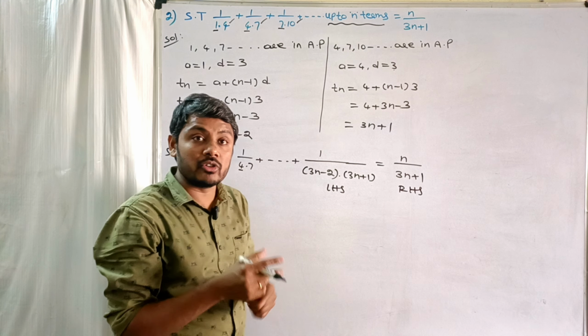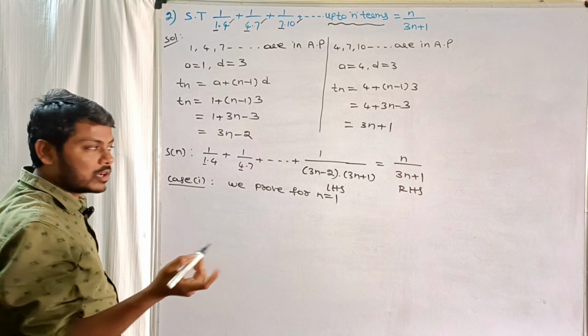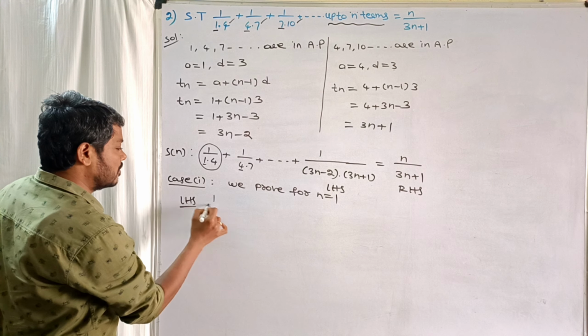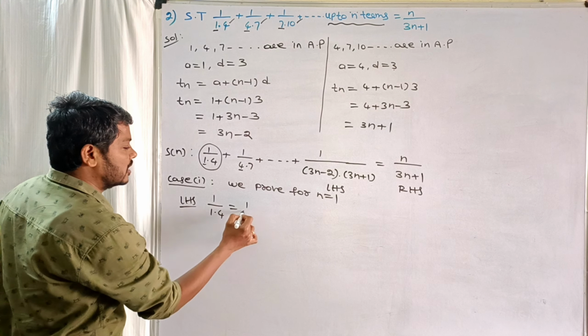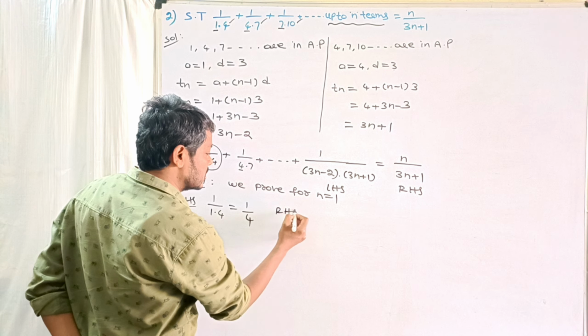So what is case 1? You prove for n is equal to 1. n is equal to 1 means you can take only the first term. What is the first term? LHS is 1 by 1 into 4, which is 1 by 4. Next, RHS.